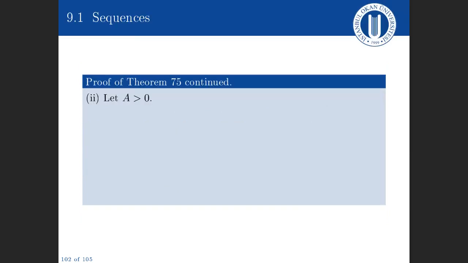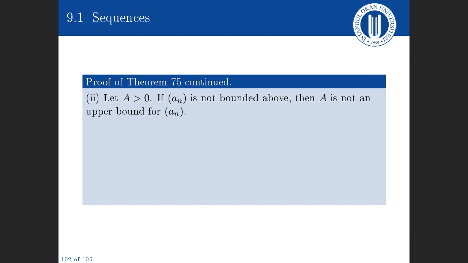Part 2. Now I want to show that if the sequence is not bounded above, then it diverges to infinity. So for diverges to infinity, we start with an arbitrary big number. Start by writing: let capital A be greater than 0. If a_n is not bounded above, then A is not an upper bound for a_n. So there must exist a term in the sequence which is bigger than capital A.